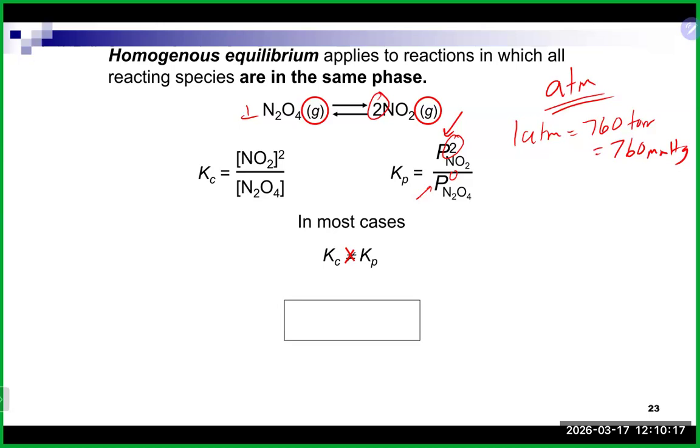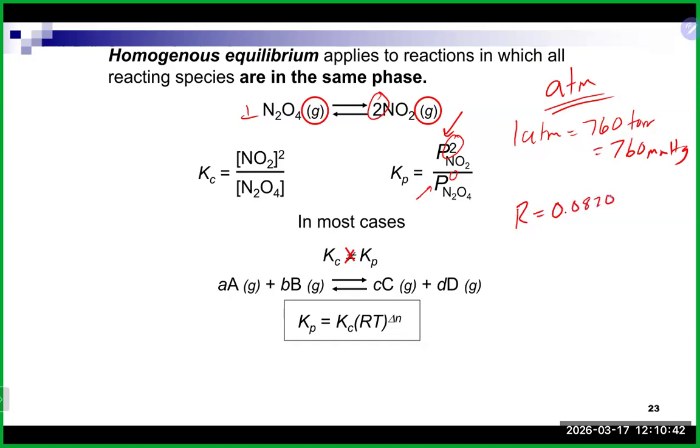Kp. Now, there is a way that you can go from Kp to Kc, and that is this formula right here, which is Kp equals Kc times RT to the delta n. These are our favorite things from the ideal gas law. The R is the same gas constant you would use in the ideal gas law, which is 0.08206, although a lot of people now round to 0.0821, whichever number you like. Liters, atmosphere, Kelvin, mole, although the units aren't super important right now.